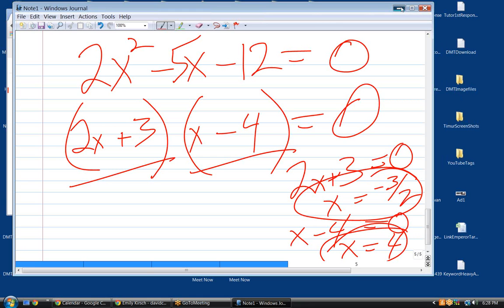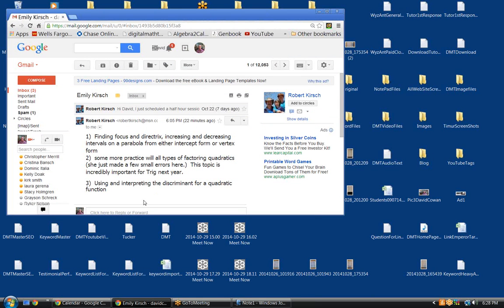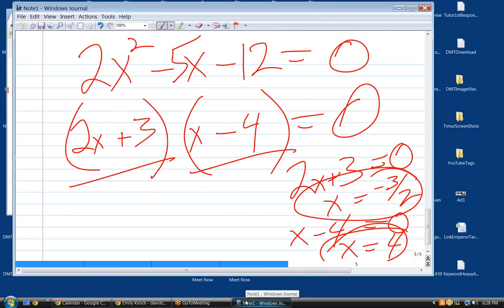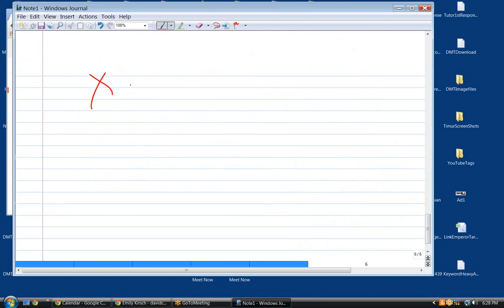Okay. That gives me an idea. Let me just take a quick peek at what the third one says. Using and interpreting the discriminant. We can cover that real quick. Do you know the quadratic formula by heart? Yes, I do. I was going to say, if you don't know it, you need to learn it. Especially at Chatfield. What is it?